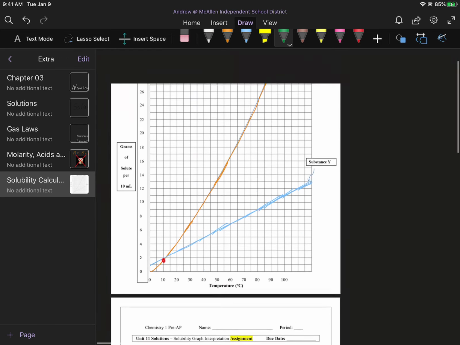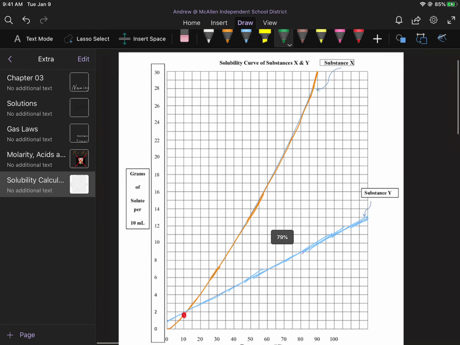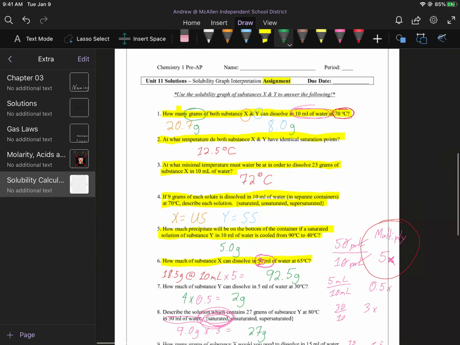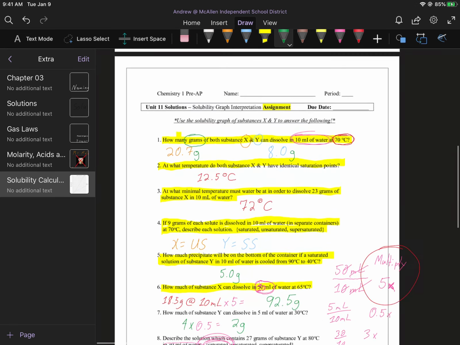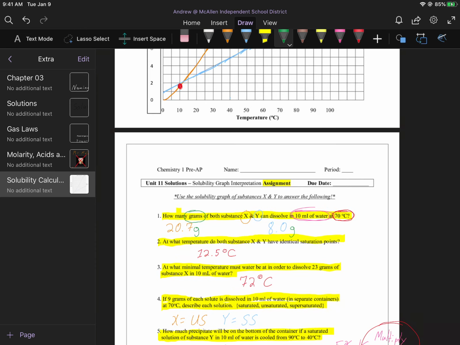Now, for your assignment, you're still going to use this same solubility chart, and the paper will look exactly like this, just different numbers. Other than that, exact same applications. So, yeah.